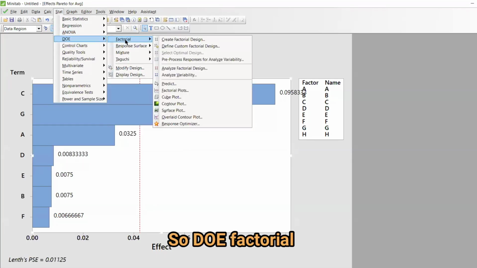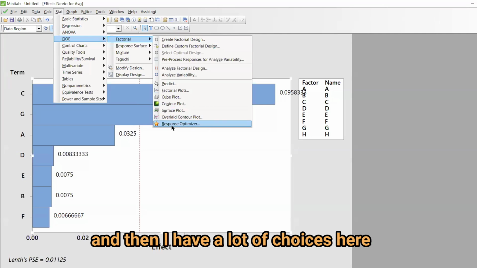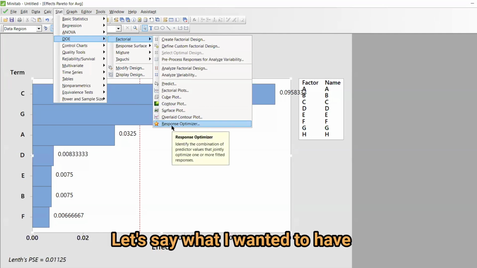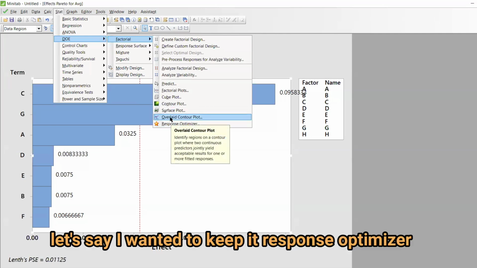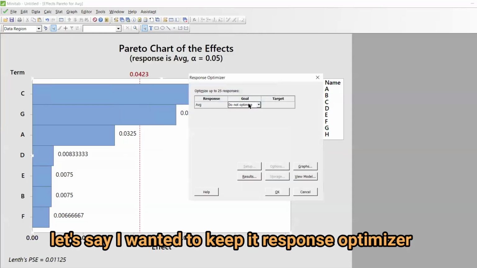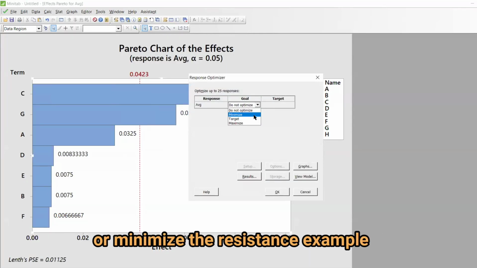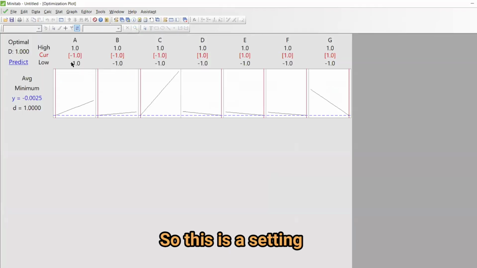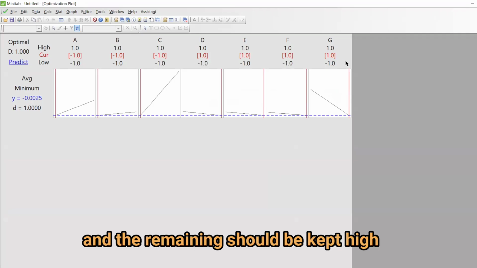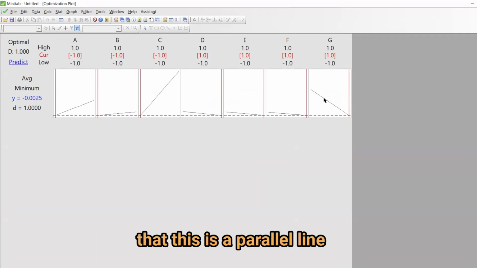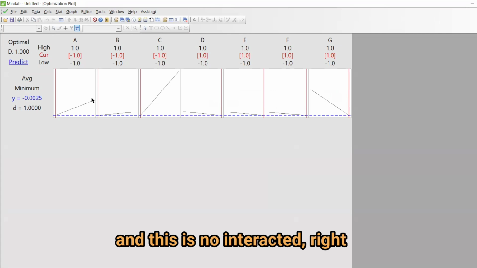So DOE, Factorial, and then I have a lot of choices here. Let's say I want to use the response optimizer. Let's say I want to minimize the resistance. For example, I can do that. So these are the settings. It is recommending, for example, that these three factors A, B, C should be kept low, and the remaining should be kept high. And this shows that this is a parallel line, and this is not interacted, right?